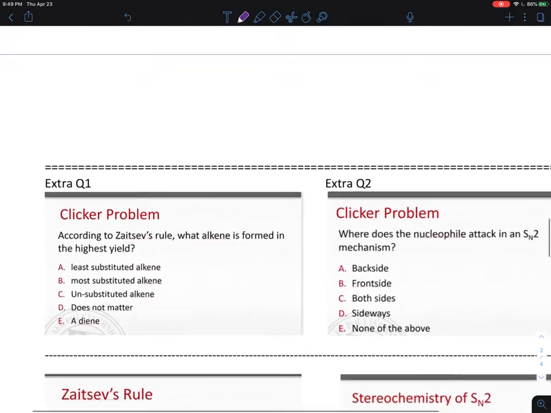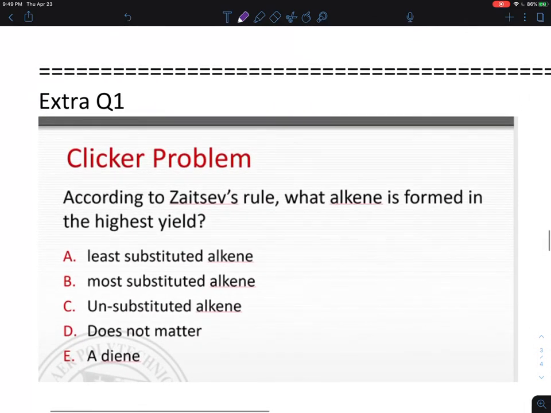Okay, so let me challenge you. This is a quiz clinical problem. Did Dr. Ma solve this one with you guys? What is the answer for this one?